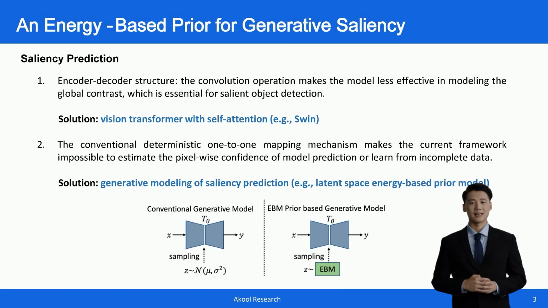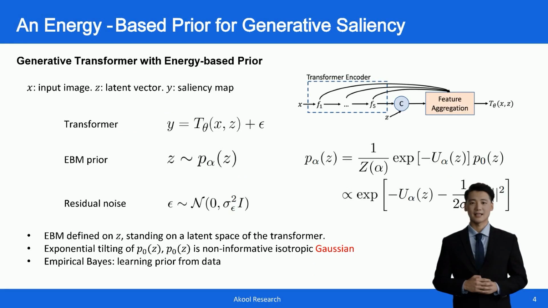Therefore, this work decides to parameterize the prior model by an energy-based model, and the paper learns the prior model from data. Combining these two together, the paper proposes a generative vision transformer with an energy-based prior model for saliency prediction. The model is a latent variable model with Z representing low-dimensional latent variables. We use I to denote an image, and S for saliency map.